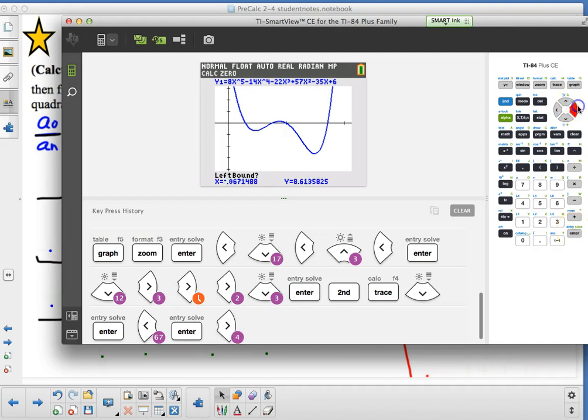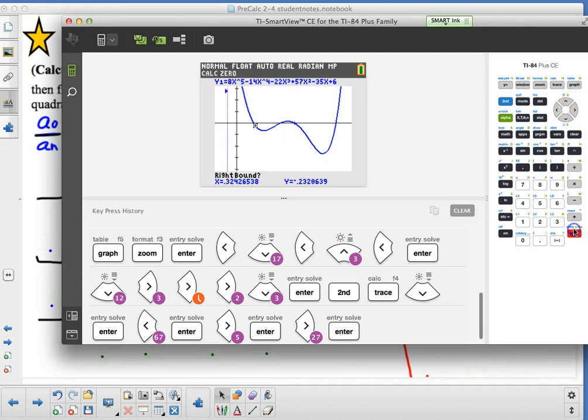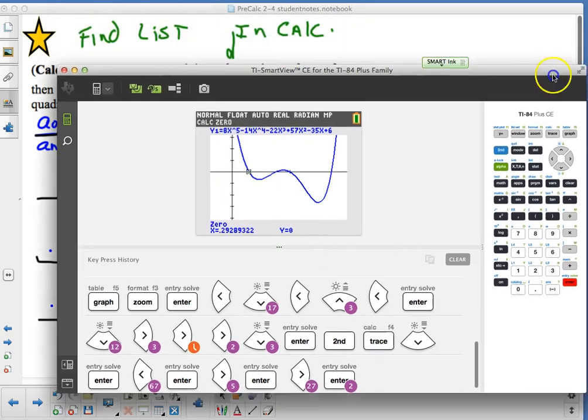Going to go for my second one, my left bound. Oh, that is my left bound, so we're going to wait a second. There we go, right bound. So I'm going to work down to my right bound. It's got to be to the right of my 0 that I'm finding. Get my guess. Should be 0.29. Okay, so I got 0.2928.